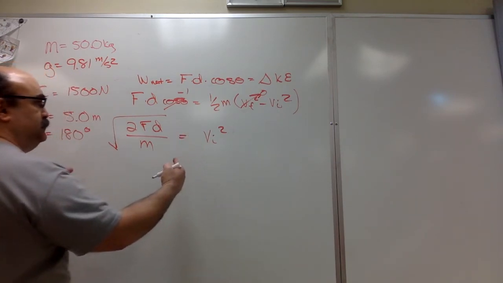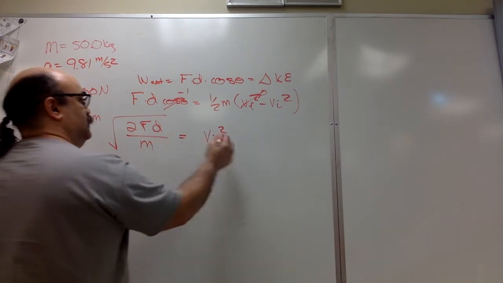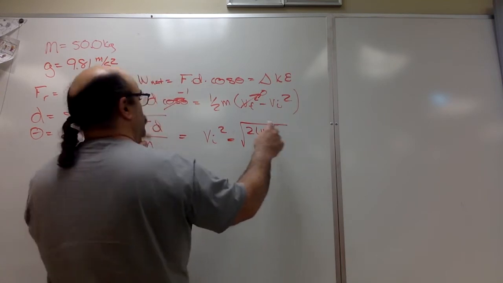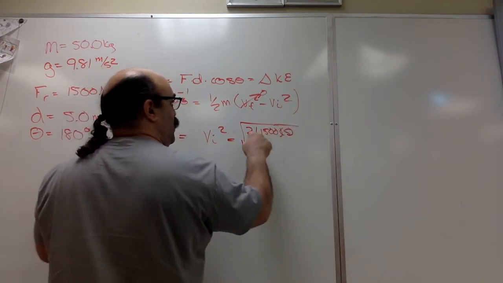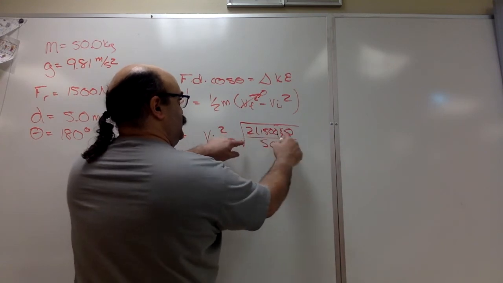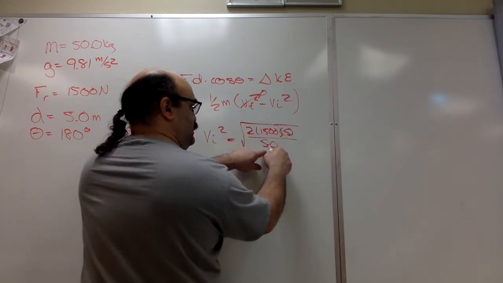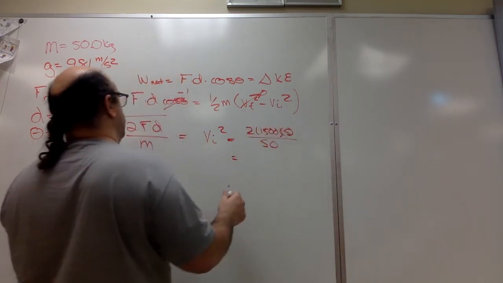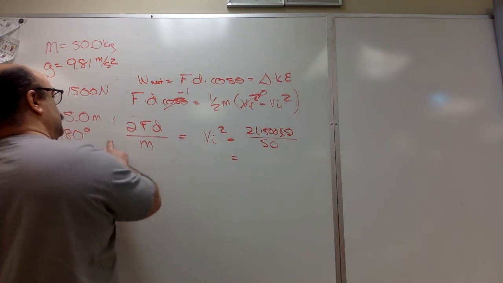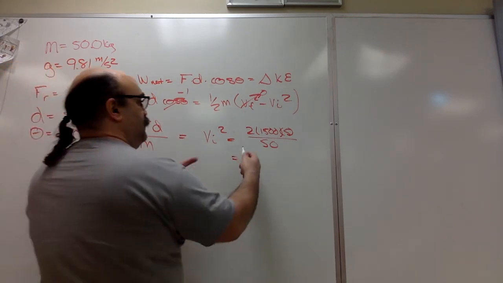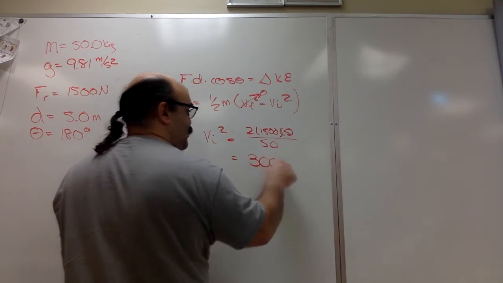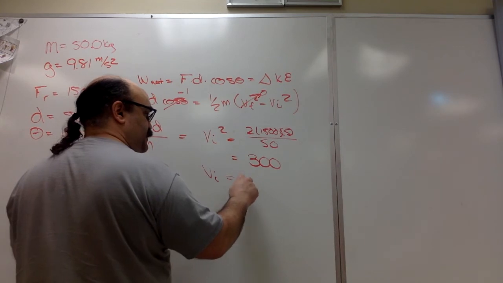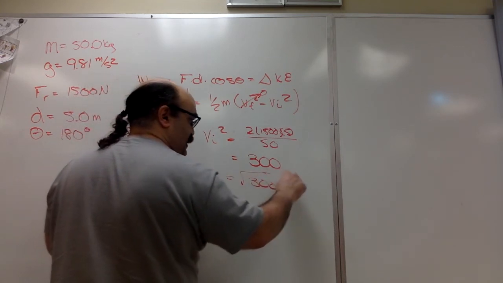So we have this. This then equals the square root of 2 times 1500 times 5, all divided by 50. Well, 2 times 5 is 10. 10 and 50 leaves a 5 down here. Sorry, don't introduce the square root yet. Bad me. This should end up equaling 300. v sub i is simply equal to the root of 300, and that's in meters per second.